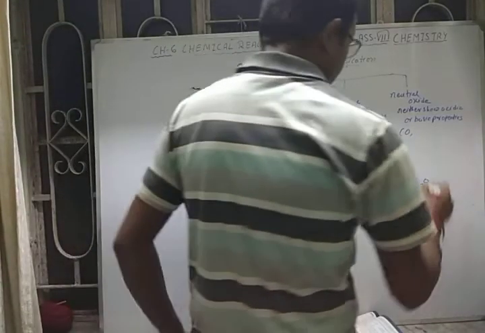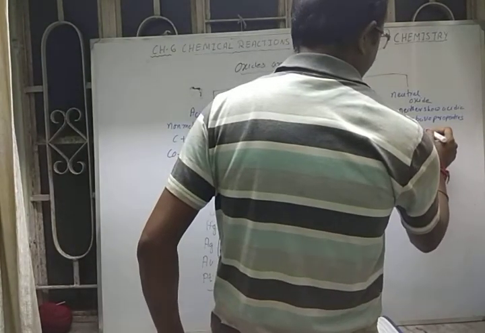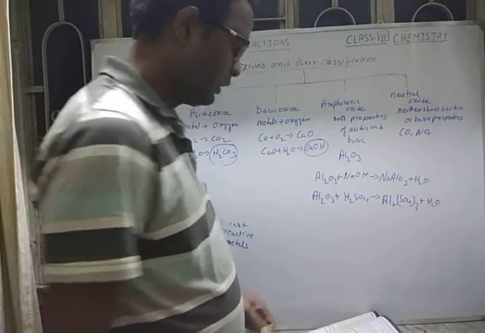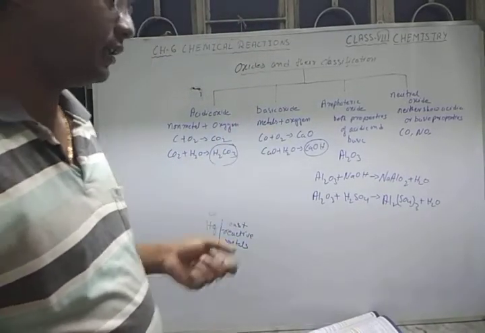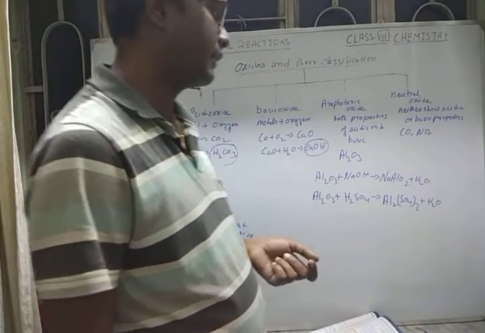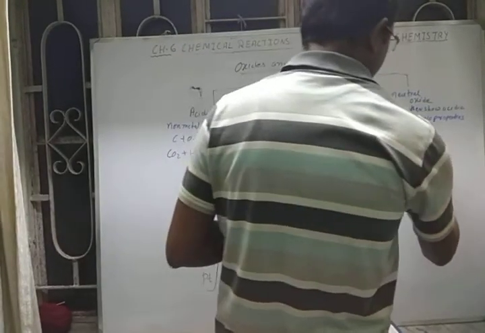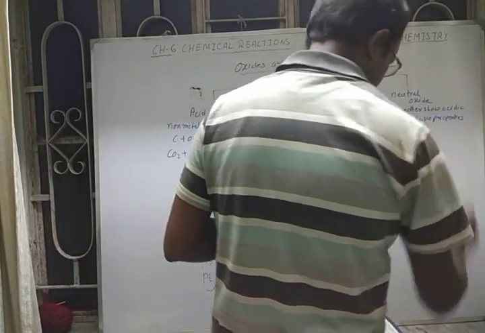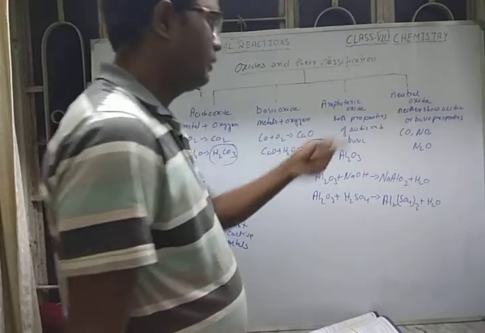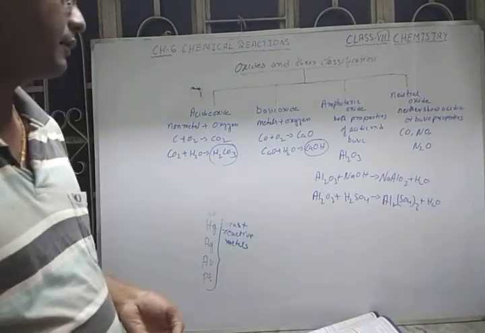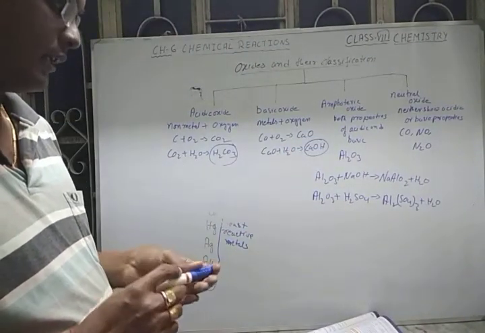After that, you can have nitrogen oxide, NO. Nitric oxide. It is not nitrogen oxide, it is nitric oxide. And another example that you can take is nitrous oxide, N2O. All these are examples of neutral oxides.